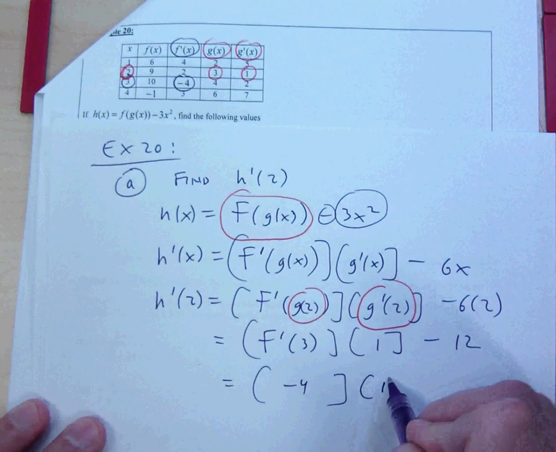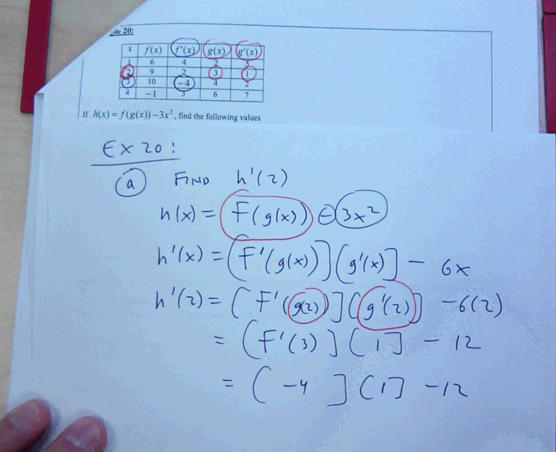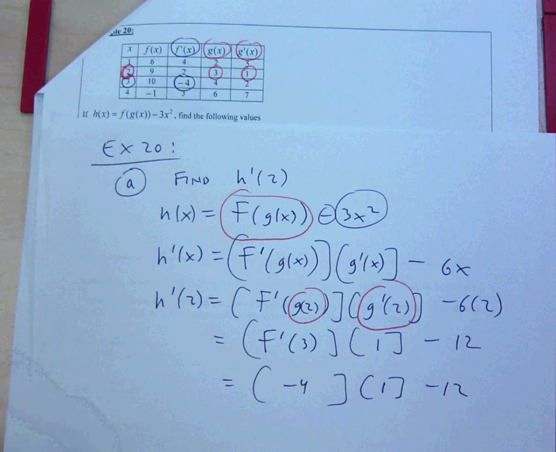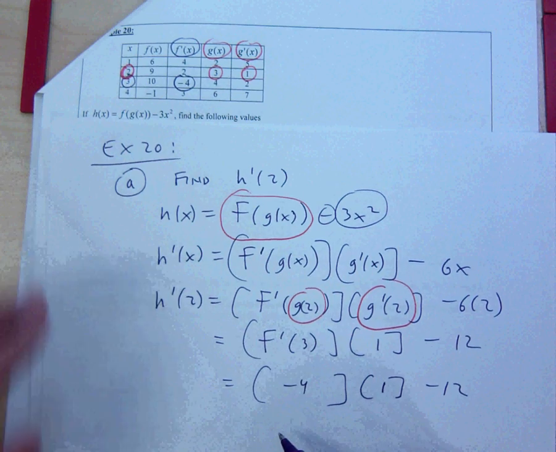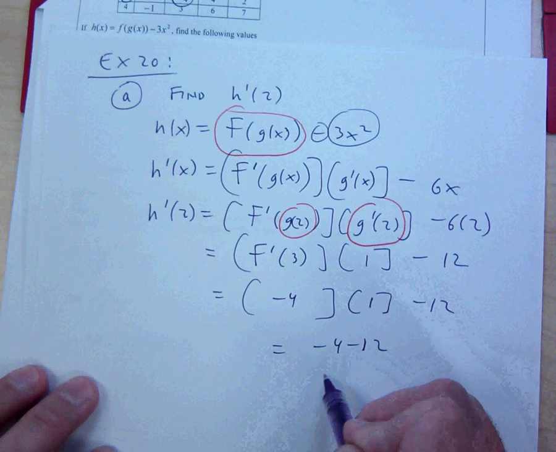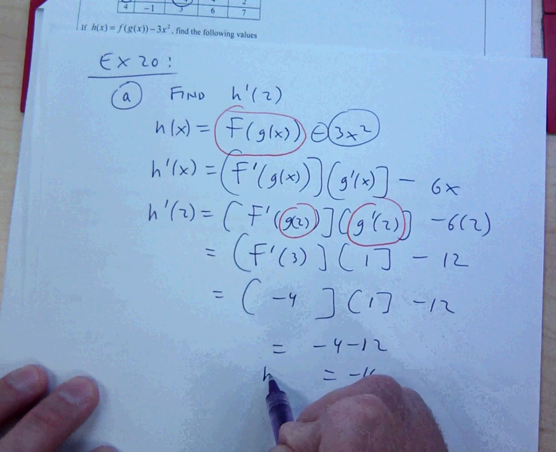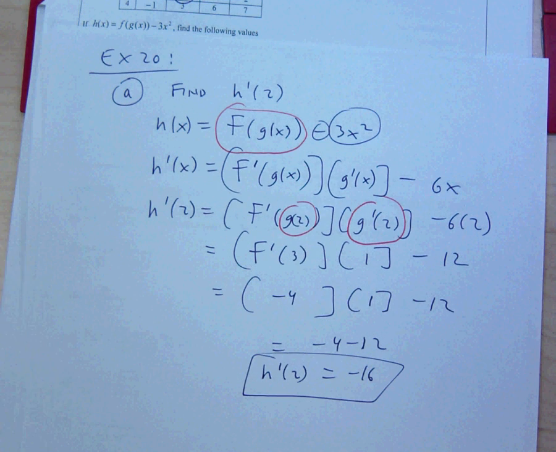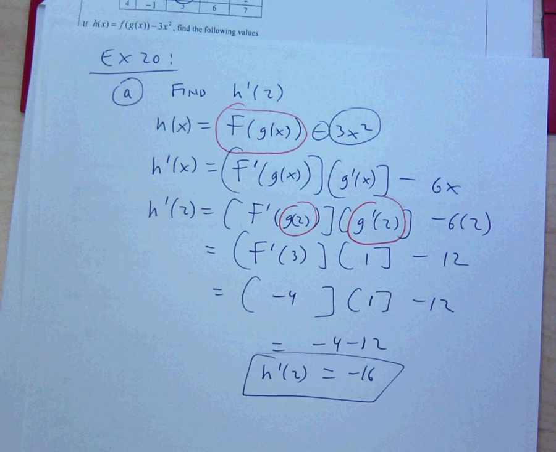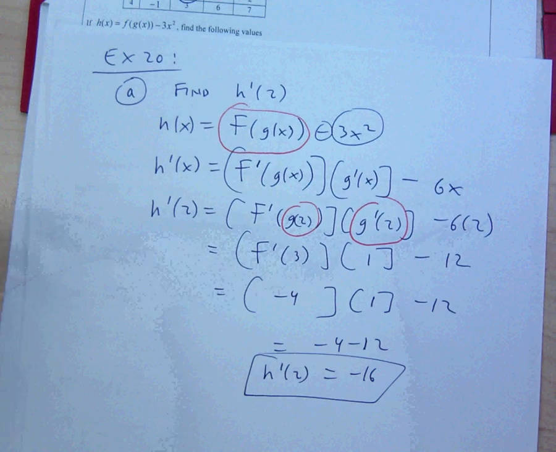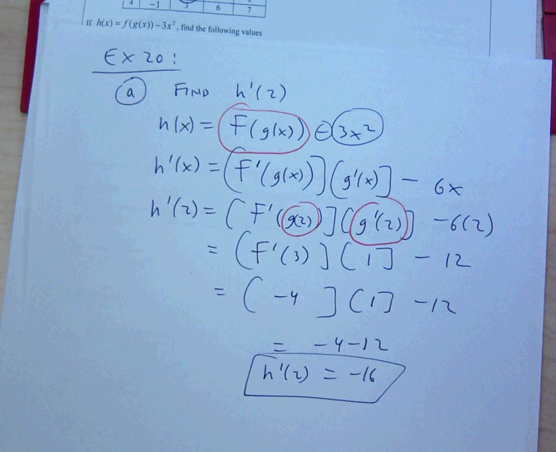And so finally then, at this point, I'm just going to finish it and get -4 minus 12, which is -16. And again, b is the same thing, it's just a different number. So you only have to do the last part of it, right? So just at this step, replace the 2 with a 3, and then just finish it. Does that make sense? Okay, I am done.